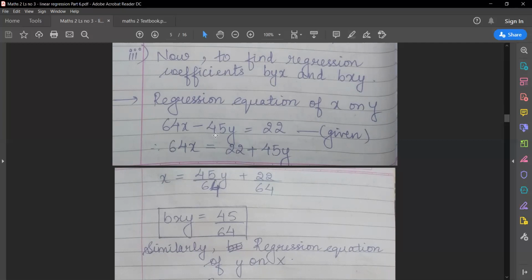So minus 45 will go that side and become plus 45y. Then x should be alone, so 64 is extra. We'll take 64 that side, so it will be divided by both the numbers, 22 by 64 and 45y by 64. And what do we take for bxy? bxy is nothing but the coefficient before y. So the answer is 45 by 64.